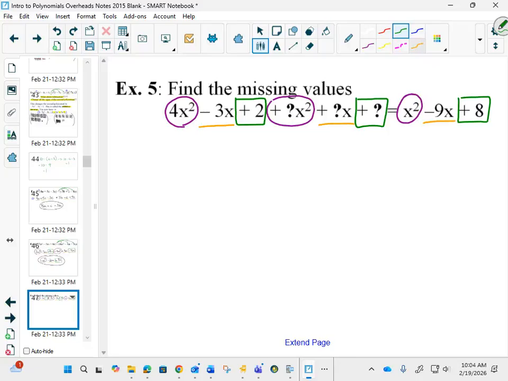So if you're doing like terms, does it make sense that the purple ones would have gotten combined? Yes. And then you get an answer of x squared. The orange ones would have been combined, and there's an equal sign. You would get an answer of minus 9x. And the green numbers would have got combined, and you would get an answer of 8.